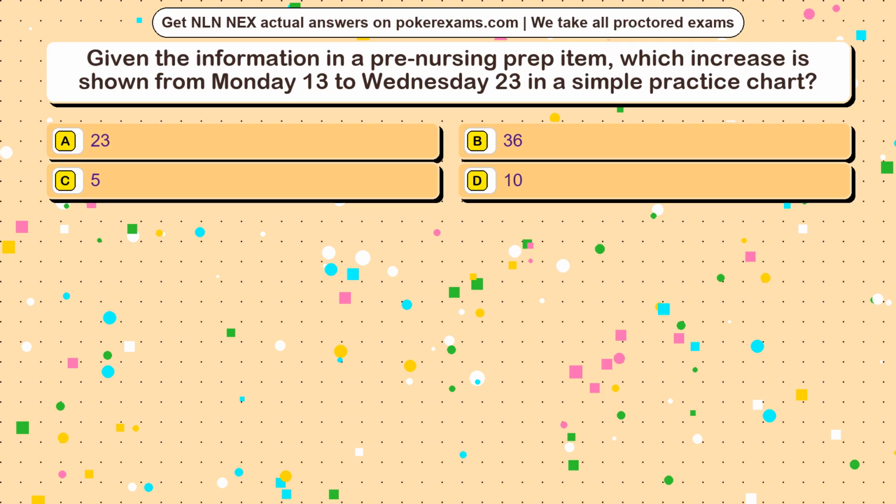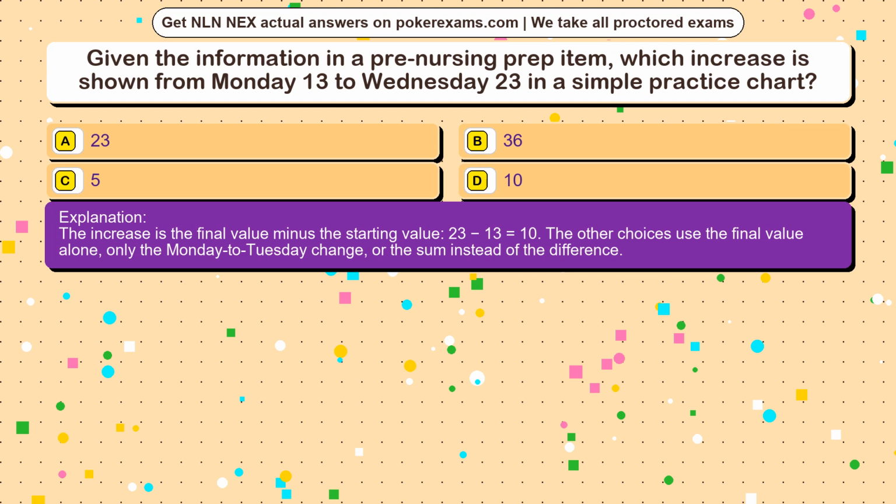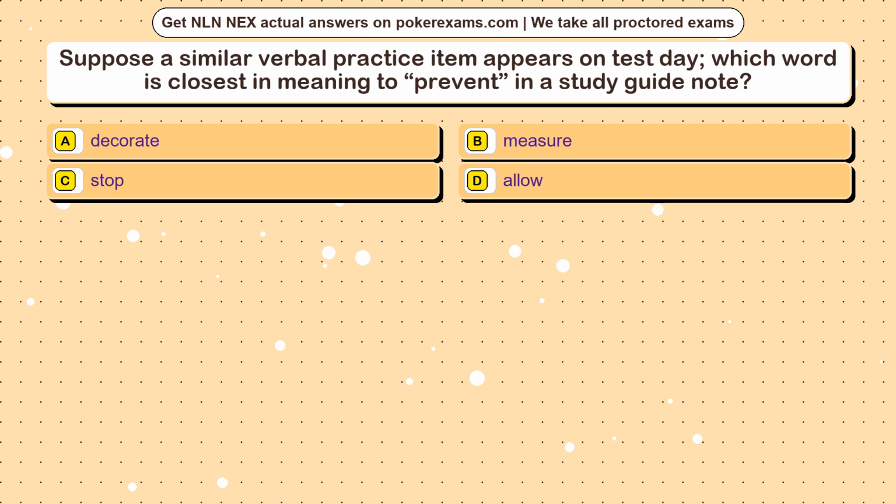The correct answer is option. The increase is the final value minus the starting value, 23 − 13 = 10. The other choices use the final value alone, only the Monday to Tuesday change, or the sum instead of the difference.